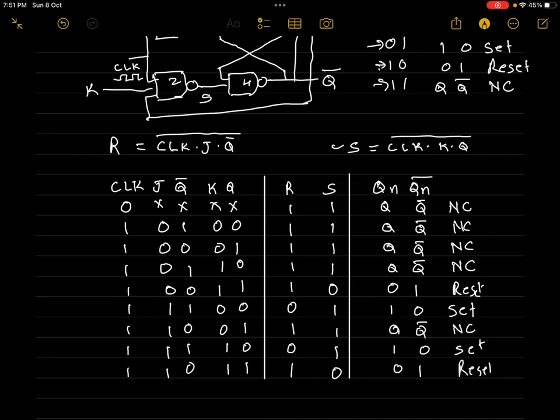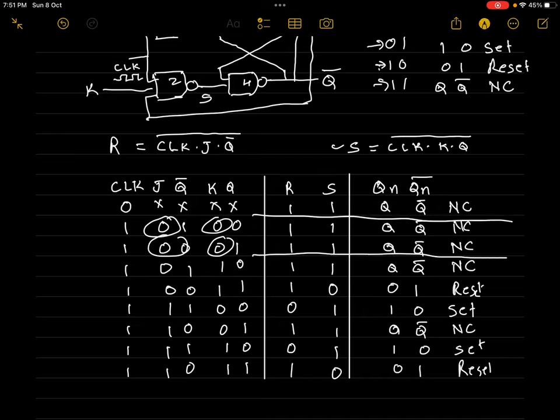Okay, so these are the values. So let's try to find, when J is equal to 0 and K is equal to 0, at these two places our flip-flop remains in the no change condition. So the final value will be no change.